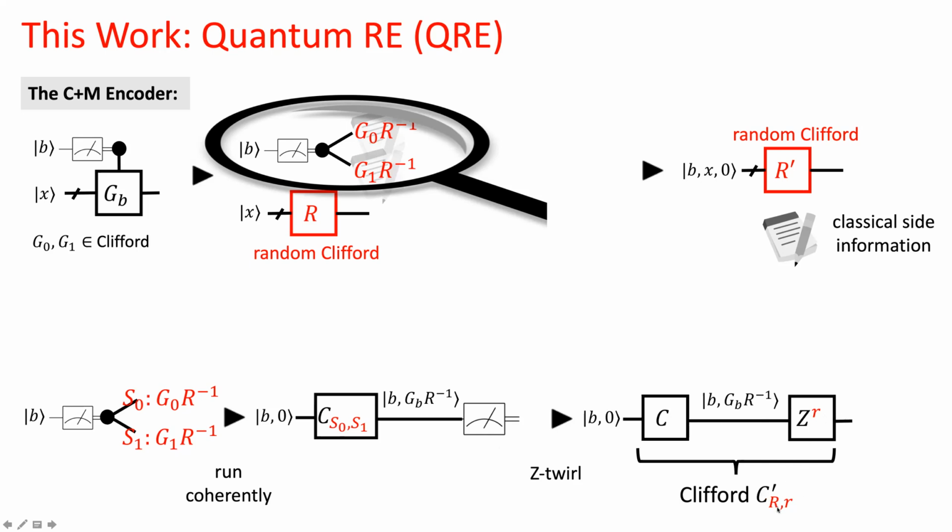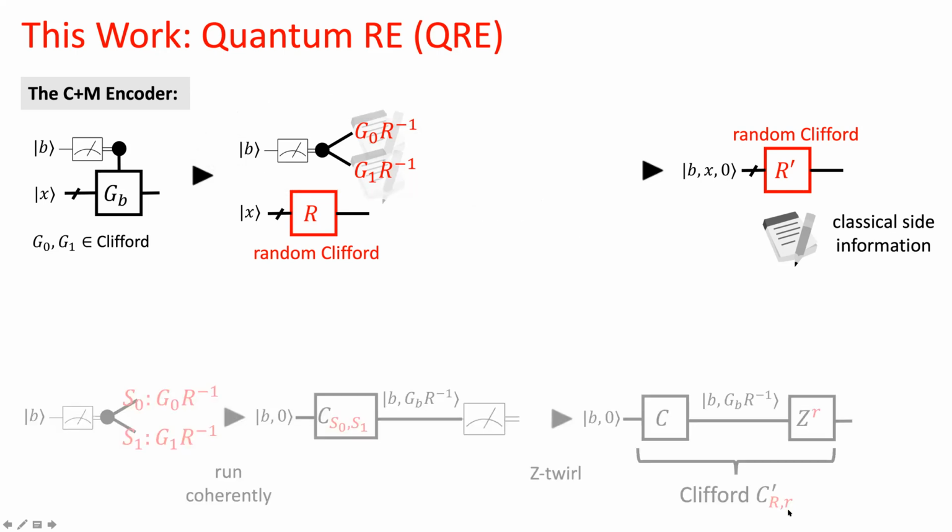These things, it's a distribution because it depends on the randomness that we used. But it's still just going to be a distribution over Cliffords. So let's plug that back in. So what we get is that now our encoding looks like sort of a tensor of two different Cliffords.